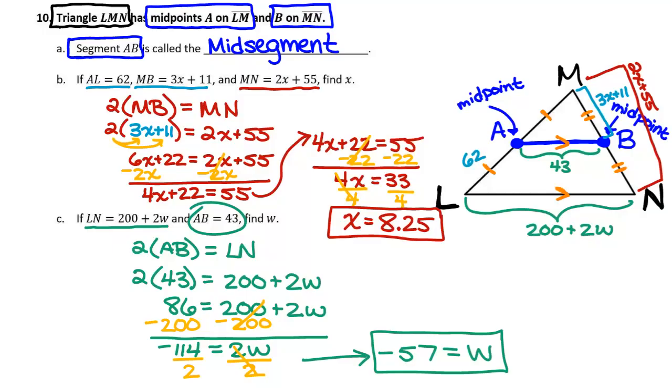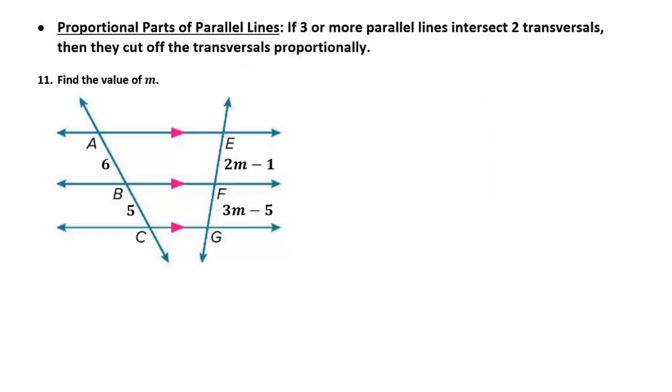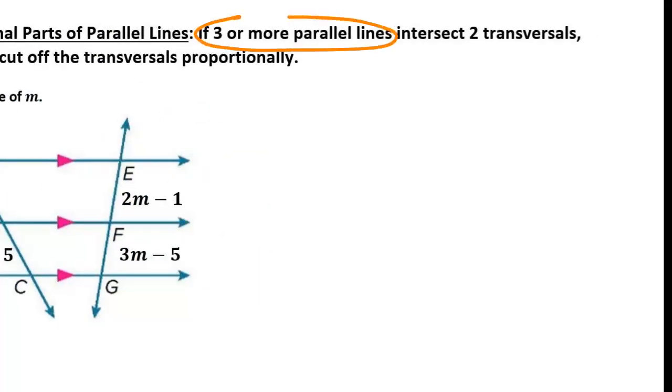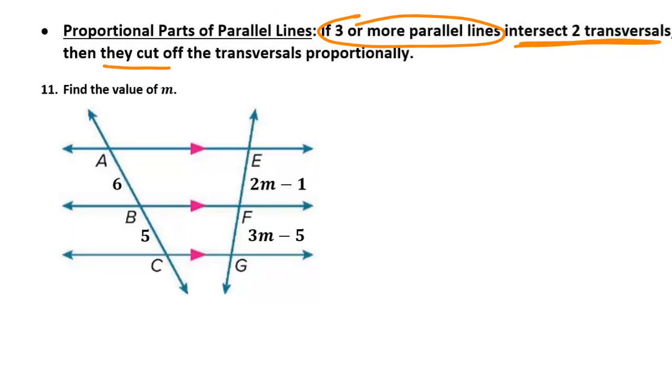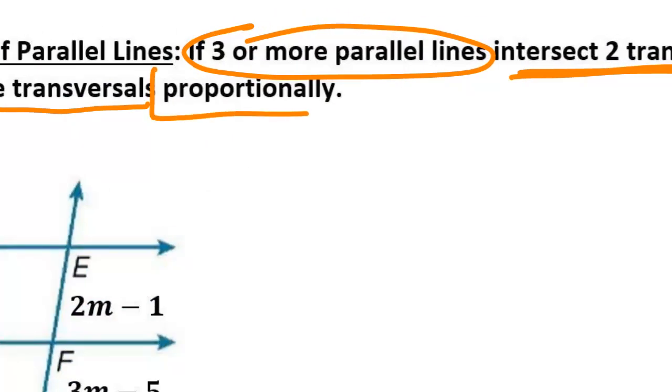All right. At least one more problem, 2 if we can fit it in, but I doubt it. Let's do number 11 next. Proportional parts of parallel lines. This is very similar to my triangle proportionality theorem. Proportional parts of parallel lines says if 3 or more parallel lines intersect 2 transversals, they cut off the transversals proportionally, so fractions.